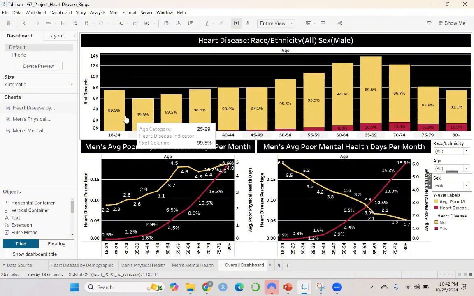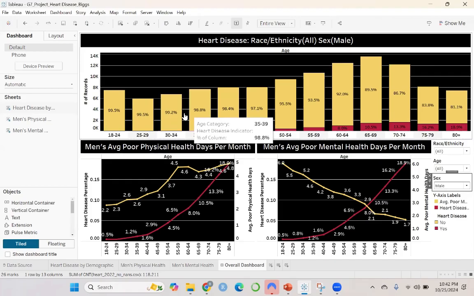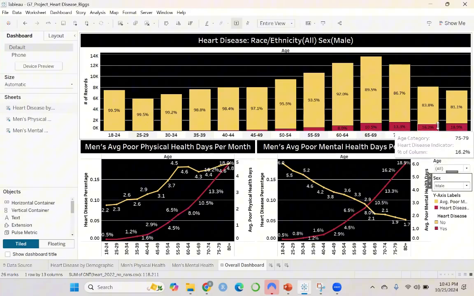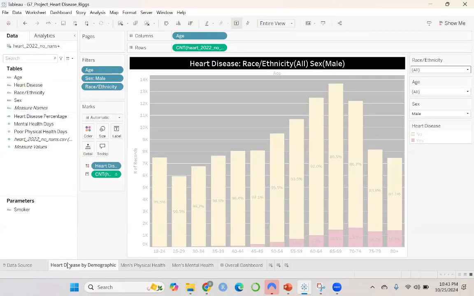So real quick rundown on the specifics. Yellow indicates no heart disease. Red indicates they do have heart disease. And as you can see, there's a significant trend as you get older. Heart disease becomes significantly more prevalent as you age.